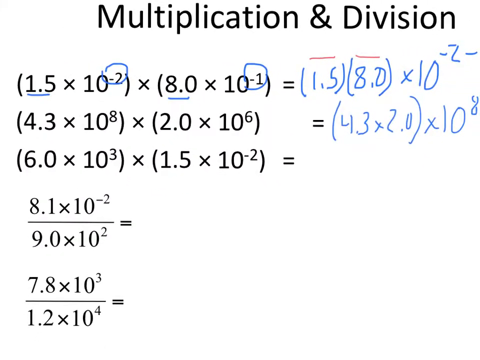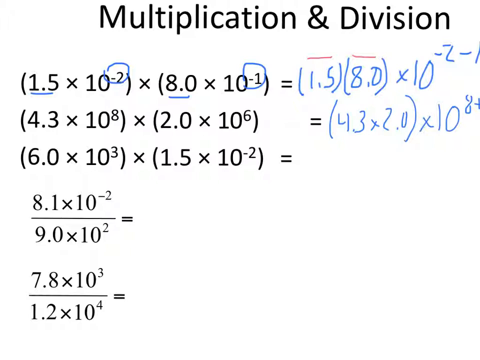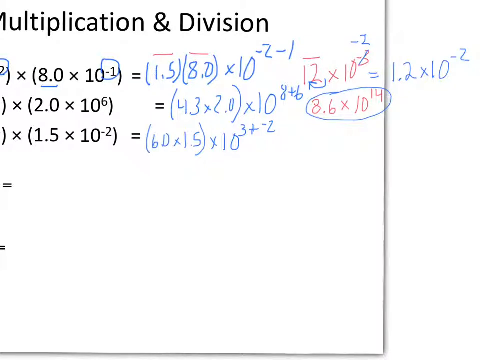Our last multiplication problem here, 6.0 times 10 to the 3 times 1.5 times 10 to the negative 2. So we have 6.0 times 1.5 times 10 to the 3 plus a negative 2, which is just 3 minus 2. Six times 1.5 is 9.0 times 10, 3 minus 2 is 1.